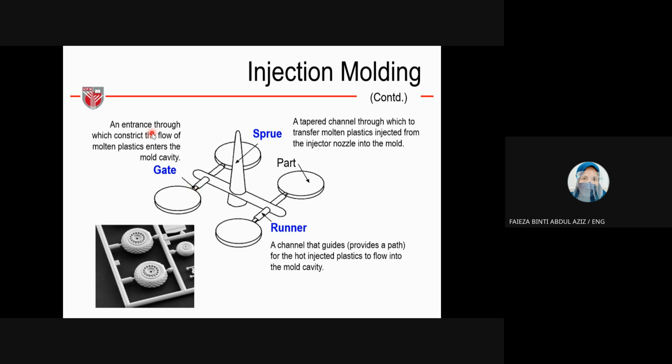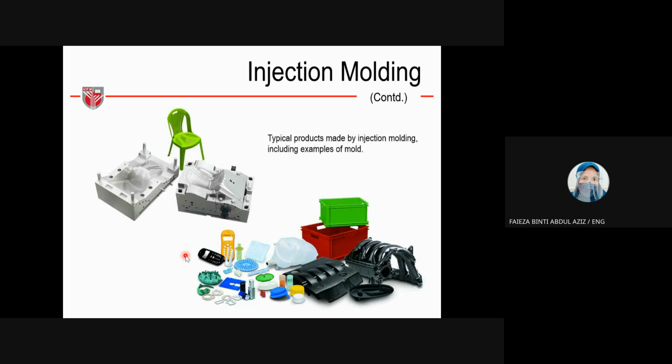The gate is an entrance through which the constricted flow of molten plastic enters the mold cavity. Constricted means there is a very tiny area here at the gate, because after this we remove it. All right, this just shows you the typical products made by injection molding, including examples of mold. This is the core and cavity, and these are the product. The mold and the product.